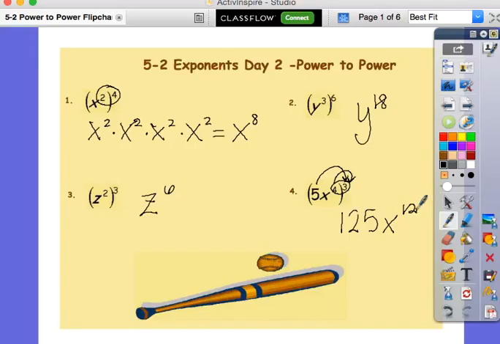A lot of people will write their answer as 5x to the 12th. They just write the 5 and they multiply the exponents. And they forget that that coefficient needs to be raised to the third power, because that really is 5x to the fourth times 5x to the fourth times 5x to the fourth. So you have to do 5 times 5 times 5. That's what that really says. Okay?